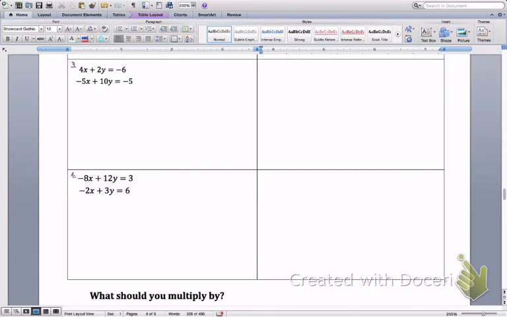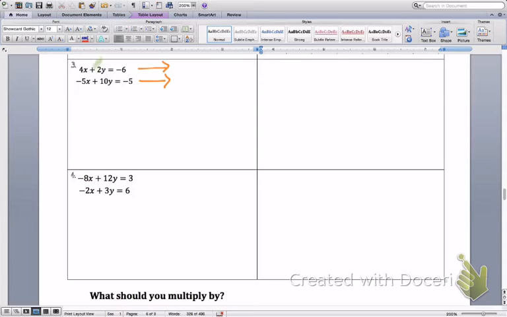All right, let's get to number 3. We have to decide what needs to get multiplied in order for us to be able to eliminate. So we need to ask ourselves, which one of the two should I pick to multiply? So looking at the 4 and the 5, can I multiply the smaller one, 4, by anything to make it 5? And the answer is no. So I'm not going to try to eliminate the x's.